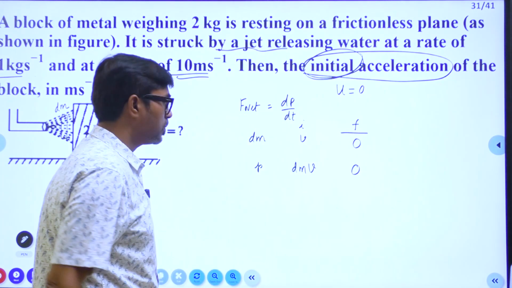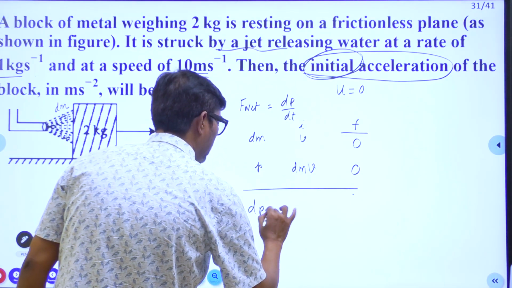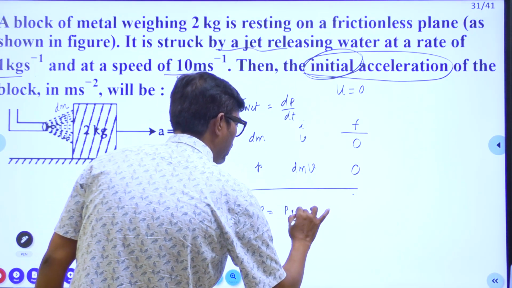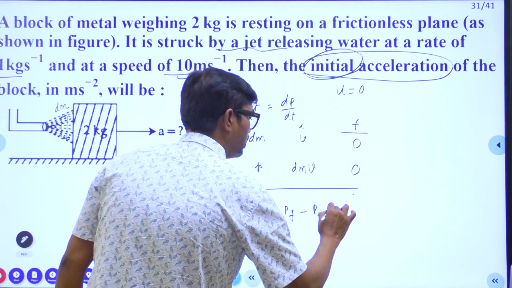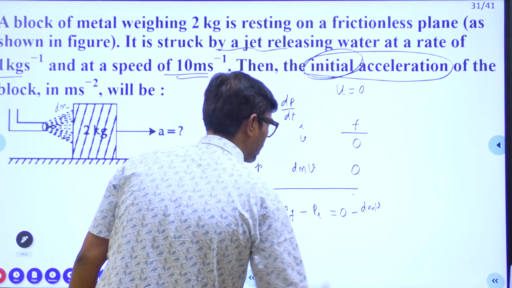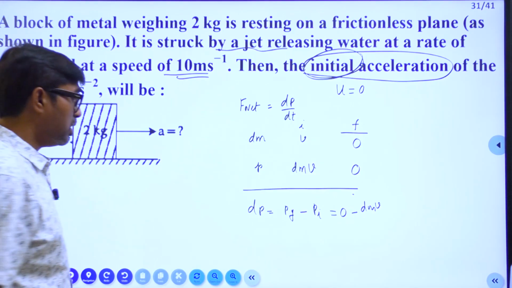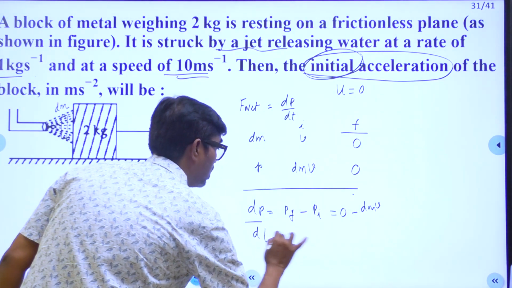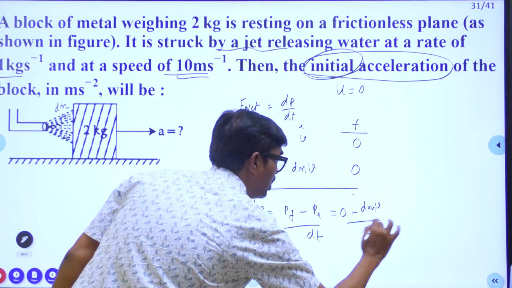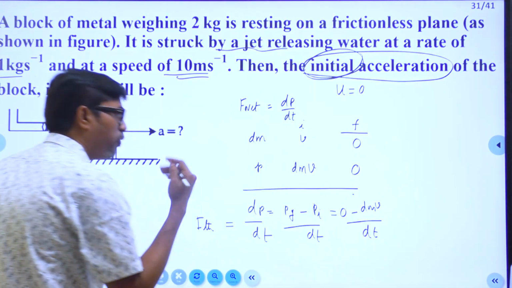is 0. Now I want to find the change in momentum. They say dp, that is change in momentum, p final minus p initial, finally 0, initially dm into v, so it is minus dm into v. That is the change in momentum. Now if you divide by dt either side, you will get the force. That is going to be the force there. I'm giving you a formula.